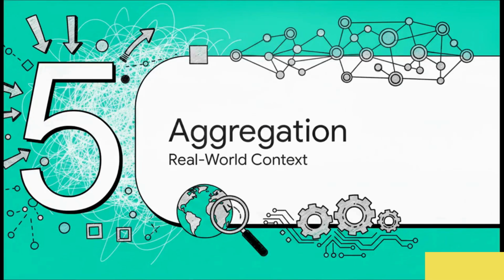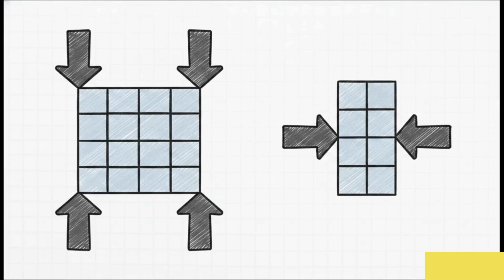All right, final stretch, Section 5, aggregation and real-world context. Let's pull back and look at how we summarize all this data and step into the wider machine learning ecosystem. NumPy has fantastic built-in aggregations like sum, mean, standard deviation, you name it. But the axis concept, that trips everyone up. Just remember, axis equals 0 operates down the columns, which effectively collapses the rows. Axis equals 1 operates across the rows, collapsing the columns.